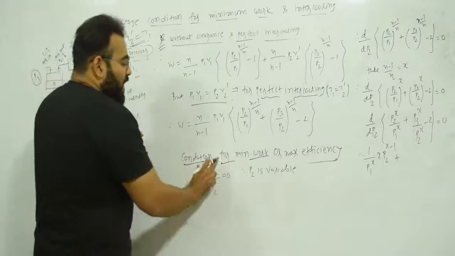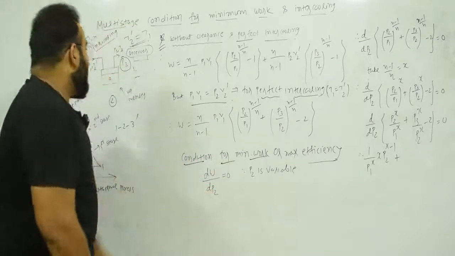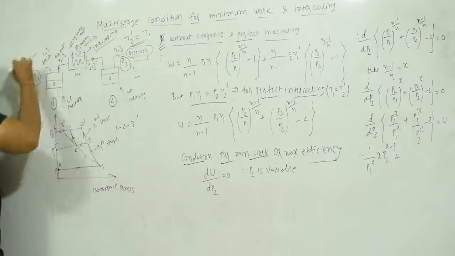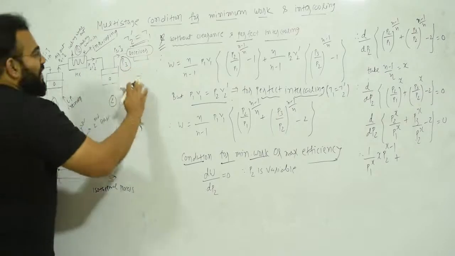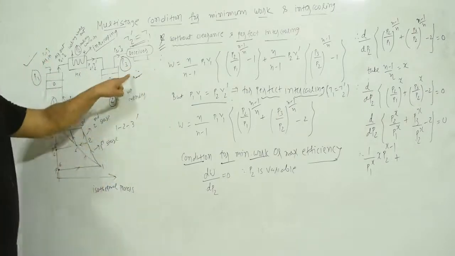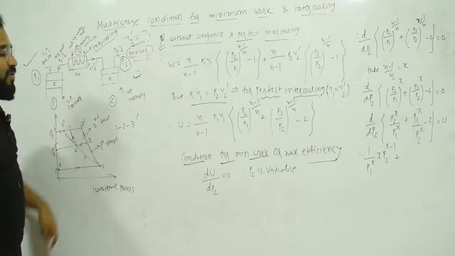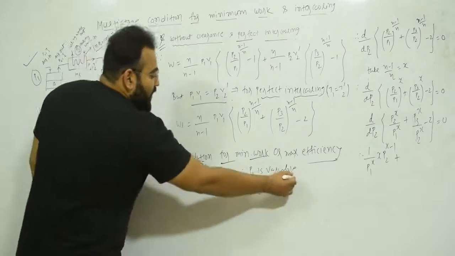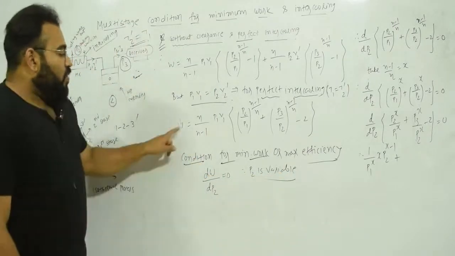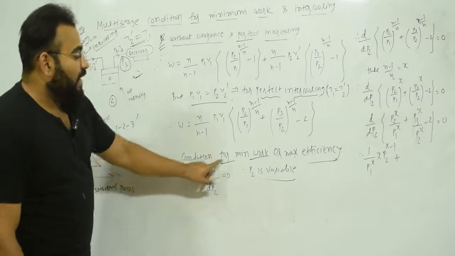For minimum work, we have to differentiate this work done equation with respect to P2. Why P2? Because your initial pressure is always atmospheric pressure, so that is fixed. The final pressure is always fixed because that is the target you want to achieve. The only variable is P2, the intermediate pressure. So you have to differentiate this work done equation with respect to P2 to get minimum work.